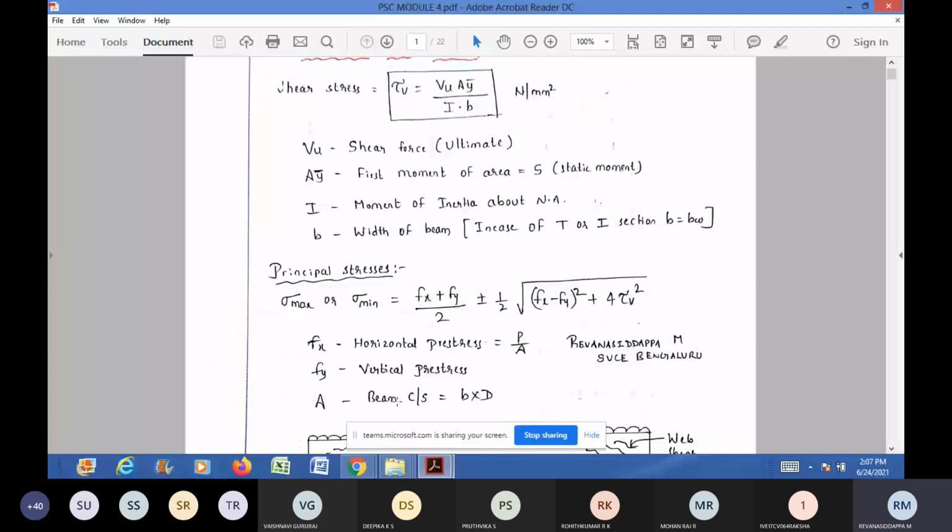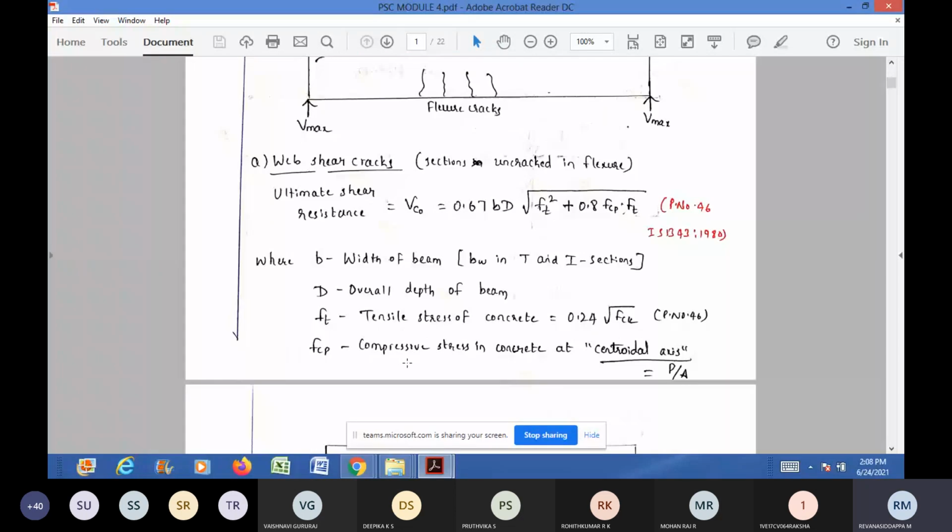The section of the beam given is a flanged section, whether it may be the T section or the I section. To find the ultimate shear resistance, or shear force carrying capacity of the section, we will use this formula, and this formula is given in the code book.